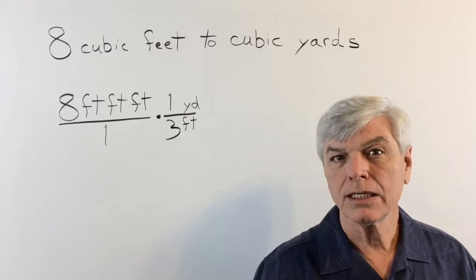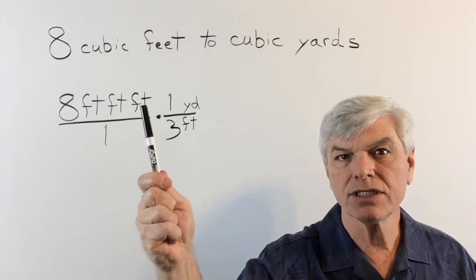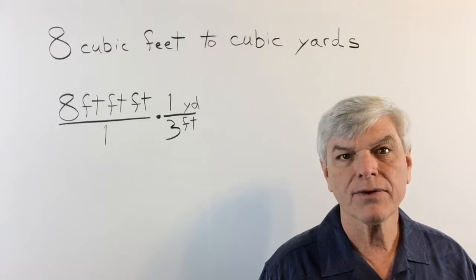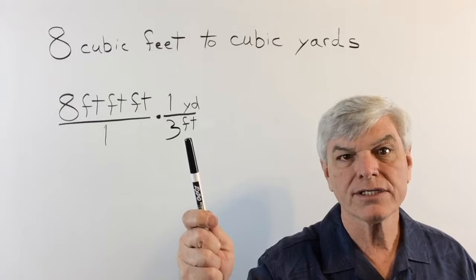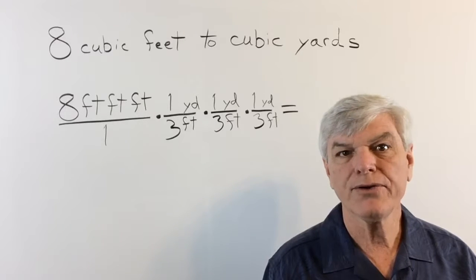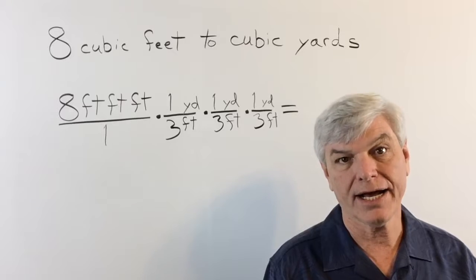Now, I know what you're thinking. You're thinking, wait a second, I have cubic feet up here. I have foot times foot times foot, and I only have 1 foot down here. Well, how are we going to deal with that? Well, why don't we do this 3 times? And each time we do that, it's going to be 1 yard over 3 feet, 1 yard over 3 feet, 1 yard over 3 feet, multiplying all of that out.